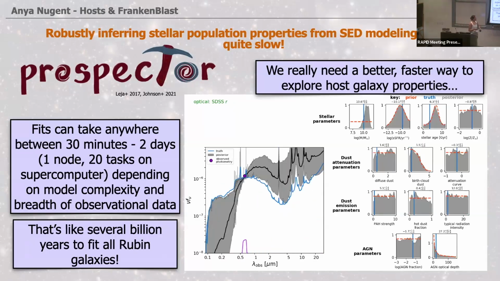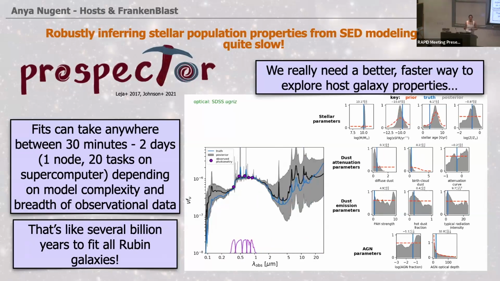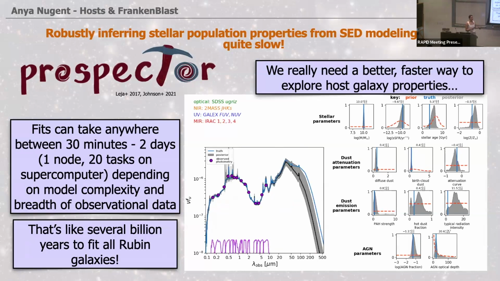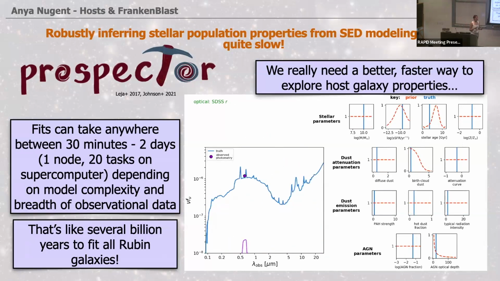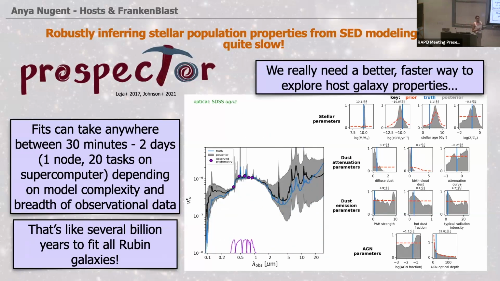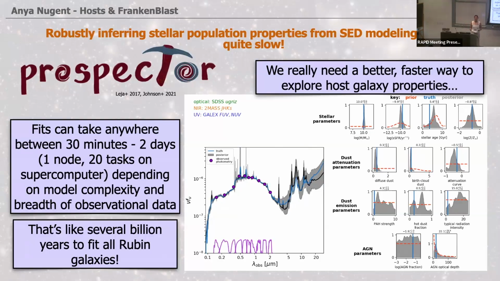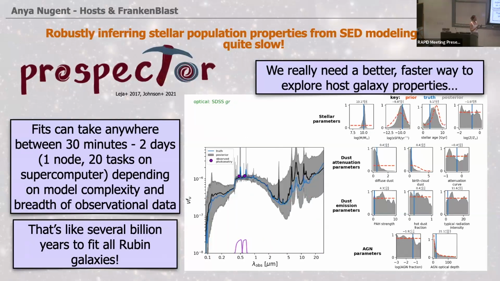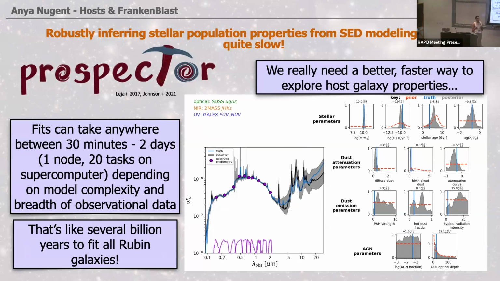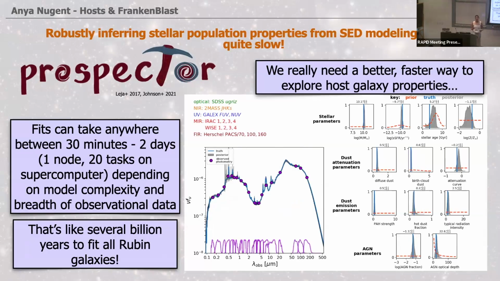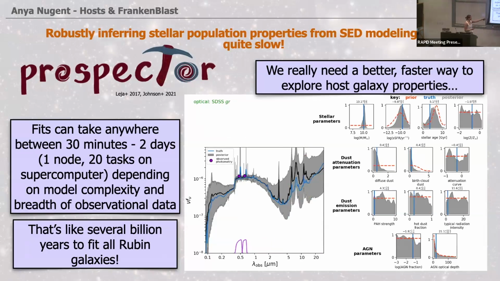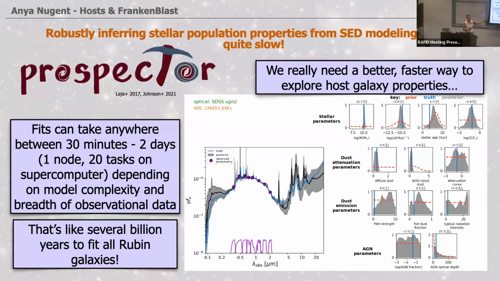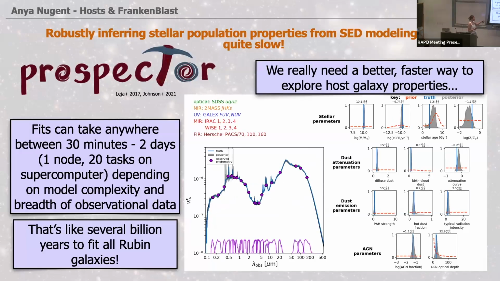So I'm bringing up my stellar population property inference code of choice. This is called Prospector. And within Prospector, you're fitting your data with a nested sampling fitting routine to determine posterior distributions on all of your stellar population properties of interest. Now, within that routine, Prospector is making a ton of very expensive model calls, meaning that your fits can take up to 2 days running in parallel on a supercomputer to complete.